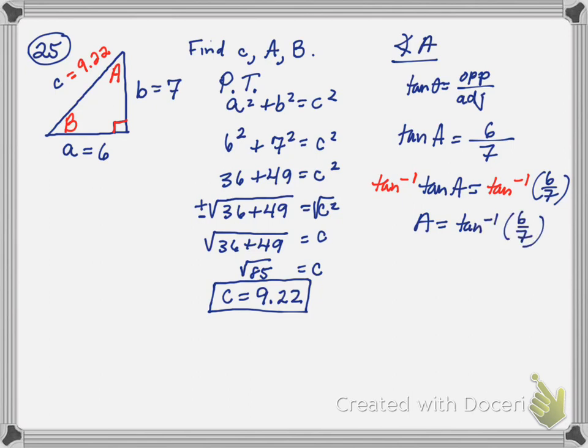I'm going to go ahead and plug that into my calculator, and by the way, when I plugged it in, I made sure that my values were in degrees, not radians. And when I did that, I got angle A equals 40.6 degrees. I rounded to 1 decimal place because the answer key matches that.